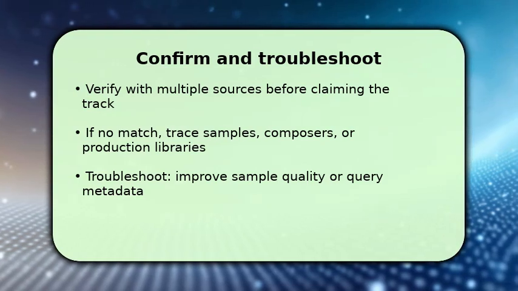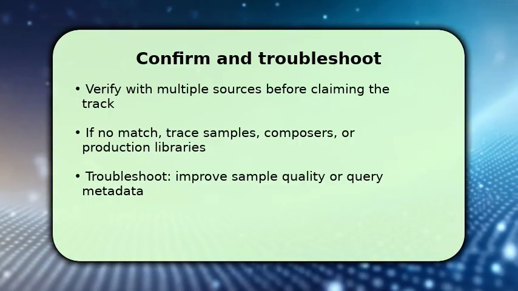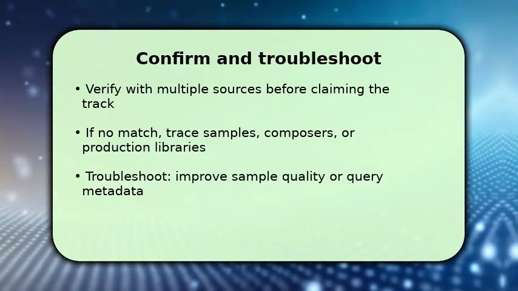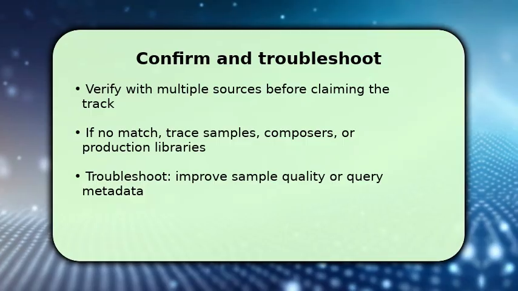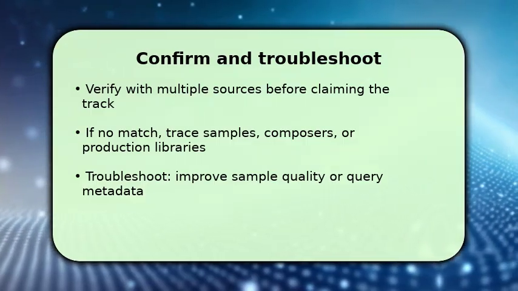Finally, confirm any candidate by cross-checking across at least 2 independent sources so you avoid misidentification. If the track remains unknown, reverse search for sampled elements, check production library catalogs, and contact uploaders or creators directly.